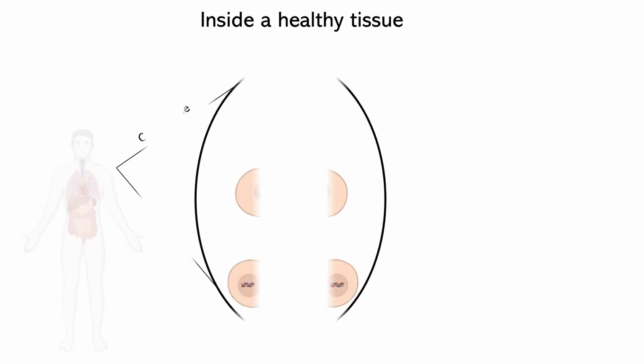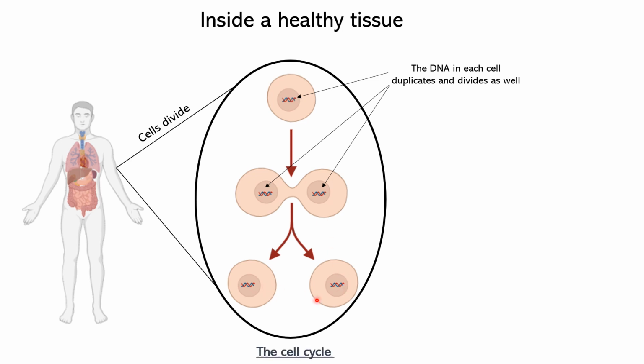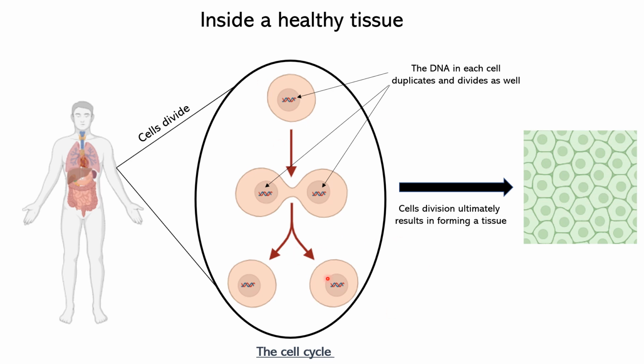To understand tumors, we need first to understand how the cell functions in a healthy tissue. So what we have here is a healthy human being. Within the tissues of the human, we would have one cell with the DNA material within the nucleus. The cell will start dividing, and at the end of this process, we will have 2 cells from that single cell, and also the DNA material will be duplicated. The whole process is called the cell cycle. Eventually, this cell division will give us a very well-structured, healthy tissue.